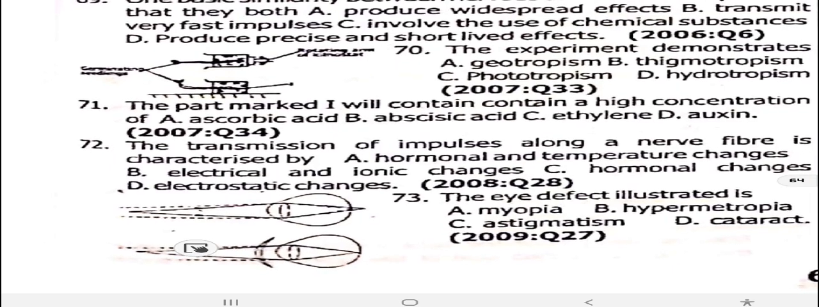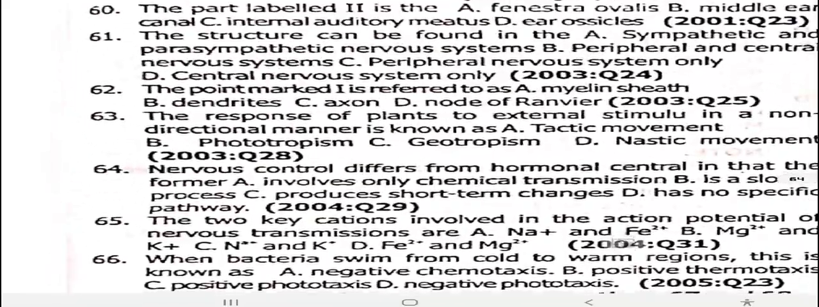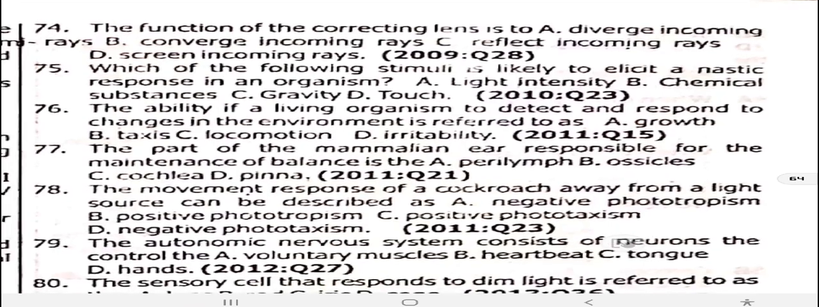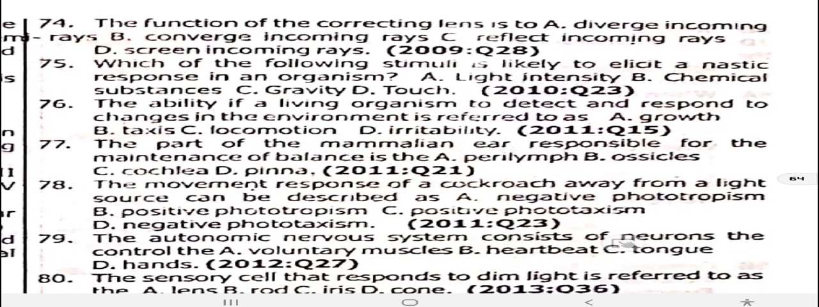73. The eye defect illustrated above is hypermetropia, when the image is formed beyond the retina. Hypermetropia, long-sightedness. Do not forget what we said you use to correct it. You could check your note. I've given that already. We'll just complete this chapter here.